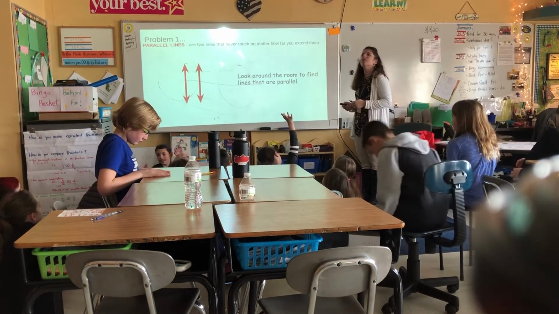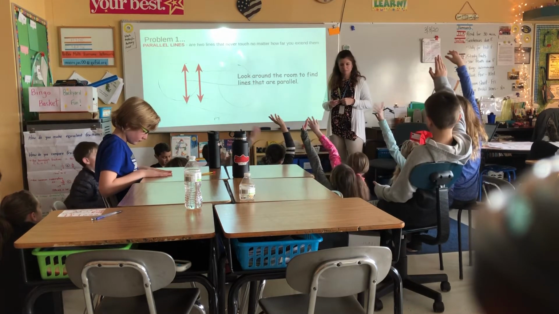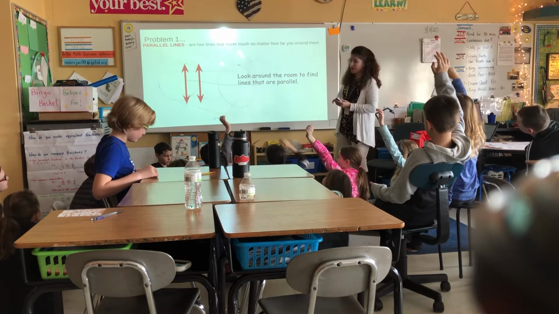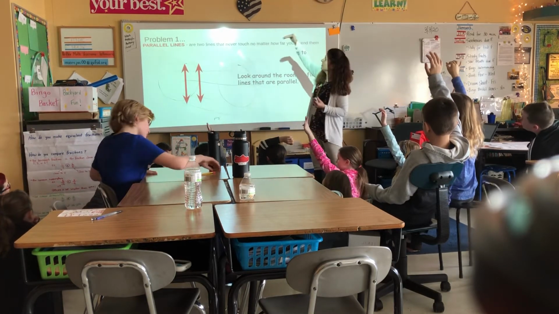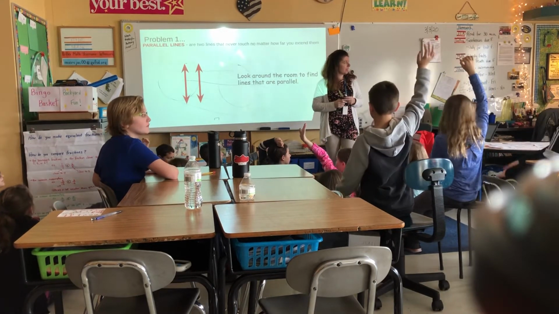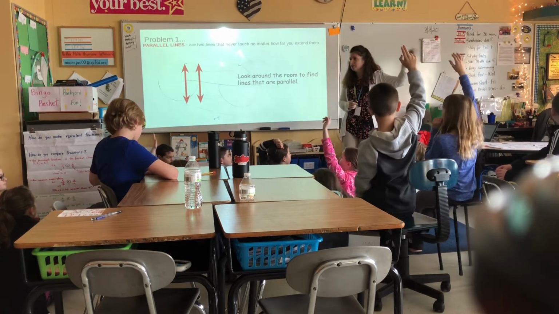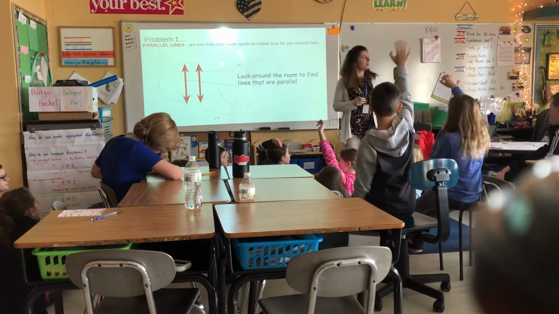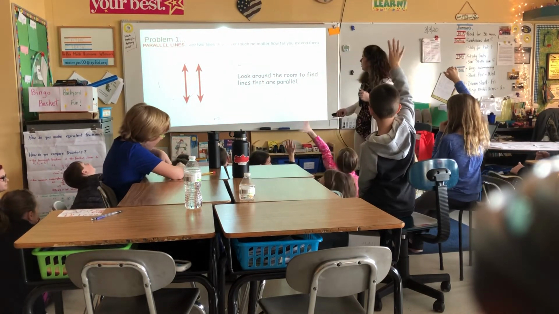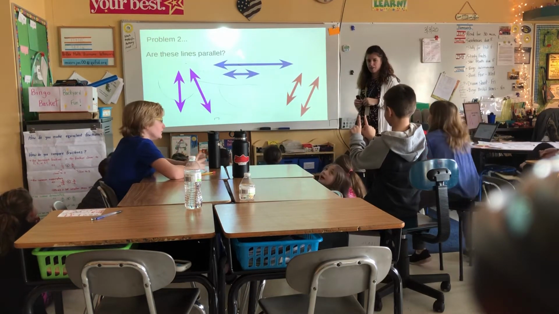So let's look around the room to find a couple of examples of lines that are parallel. McKenna? Yeah, the edges on that, or the spaces in between. Yeah. The calendar lines, the ones that go horizontal or vertical, they never touch. Mary? The windows, they have 2 sets of parallel lines, right? Good job.